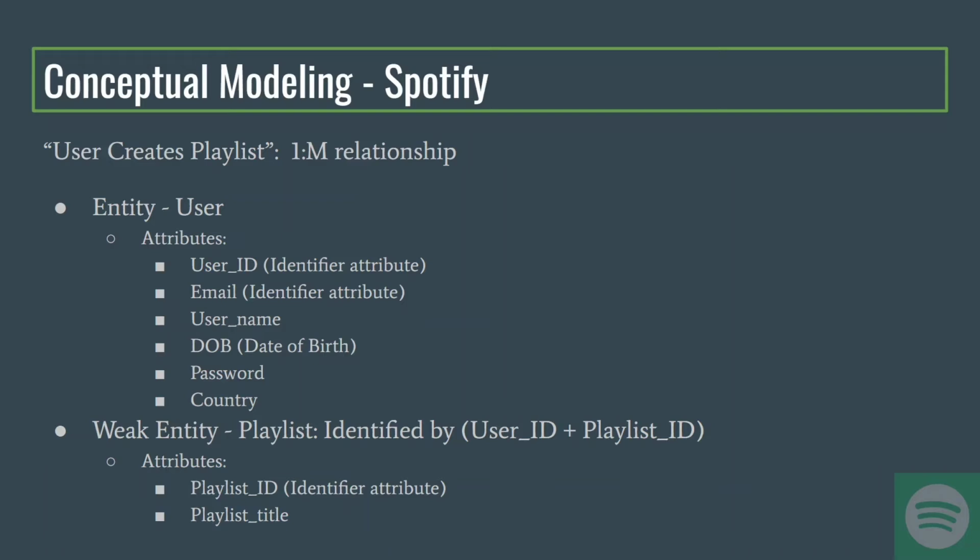Playlist is a weak entity in this relationship because in the Spotify database, you can make all your playlists available to the public. You are allowed to name your playlist something that already exists in the database. For example, the playlist you create can be used by other users. For this reason, playlist is a weak entity type in the model and is identified by the user ID. Playlist has identifier playlist ID and normal attribute playlist title.